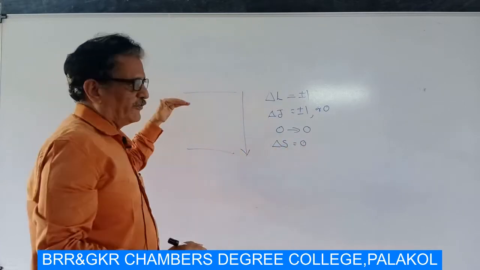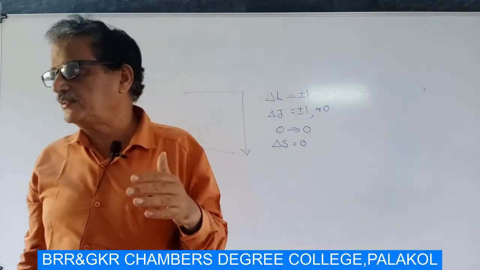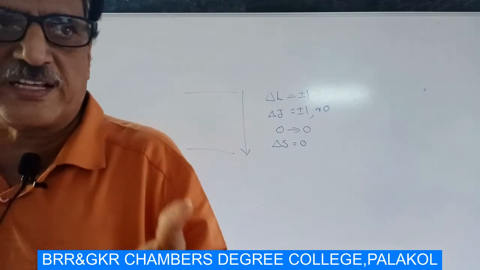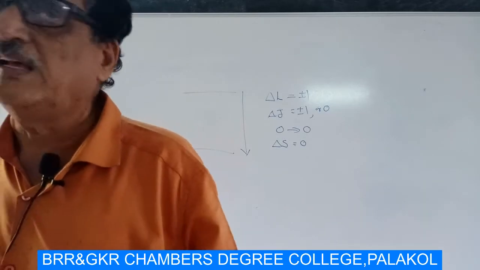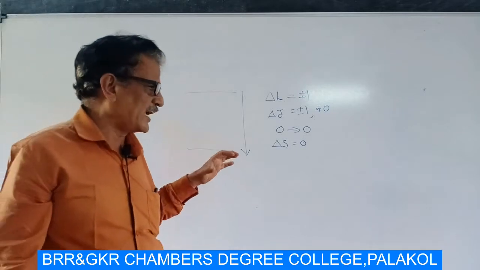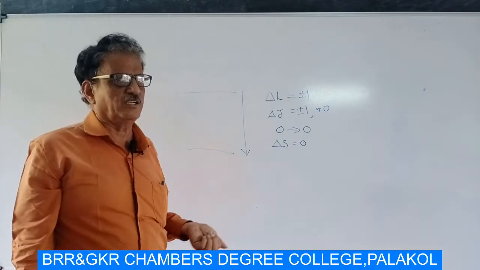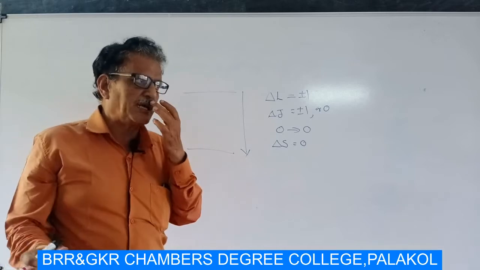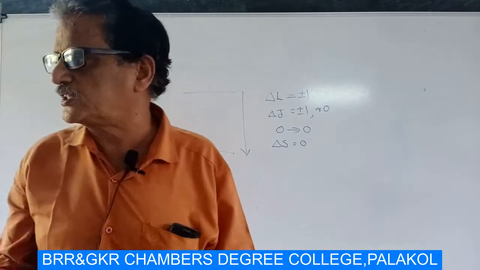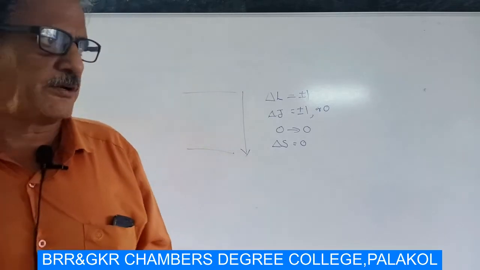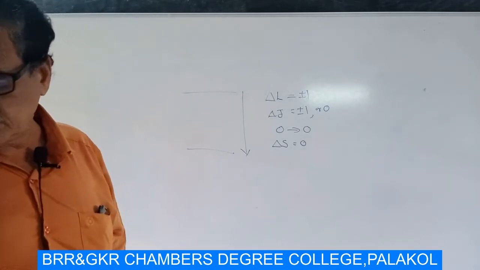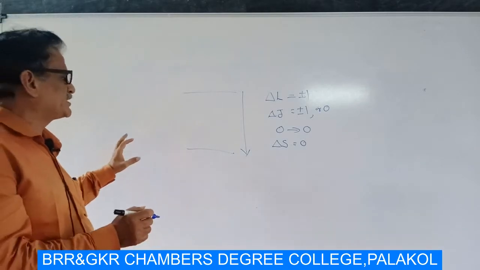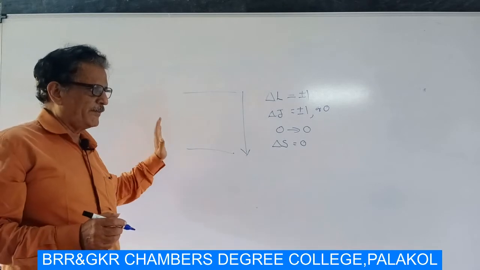That means if in one energy level the electron is rotating in a clockwise direction, then whenever it takes a transition to the lower energy level, it must have the clockwise direction only. A change in the direction of rotation is not permitted. So delta S is equal to 0, meaning only the same direction of rotation is permitted.